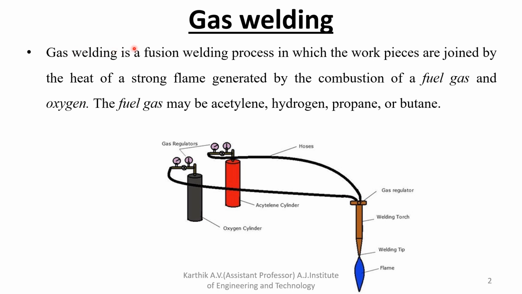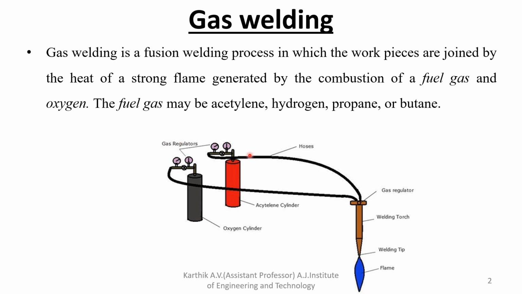Gas welding is a fusion welding process, a heat welding process, in which the workpieces are joined by the application of heat of a strong flame. With the help of the strong flame, heat is produced by the combustion of two gases, oxygen as well as acetylene. Acetylene gas acts as a combustible gas, and oxygen gas acts as a burning agent.